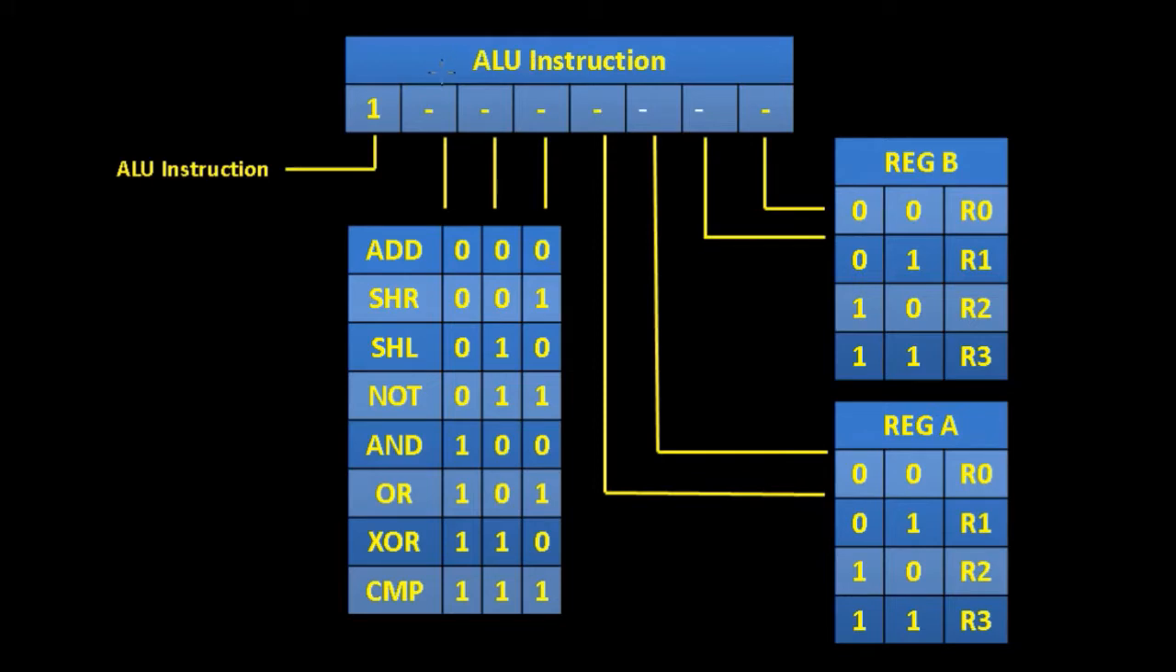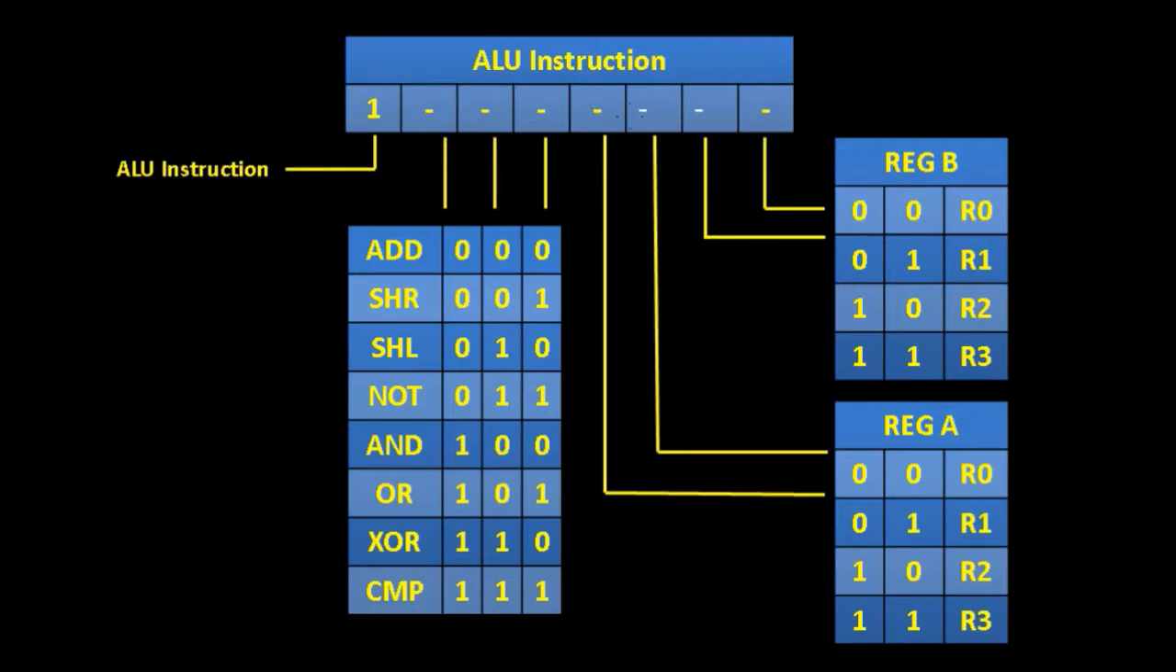So first of all we're going to look at something called the ALU instruction. Whenever the most significant bit here goes high, then we know we're going to be using an ALU instruction. If that's the case, then the next 3 bits we see here are going to refer to the functions inside the ALU. So for example, if the next 3 bits were 0, 0, 0, we know that would be an add function within the ALU, and we've got our shift right, left, the not, the and, the or, the XOR and the comparator.